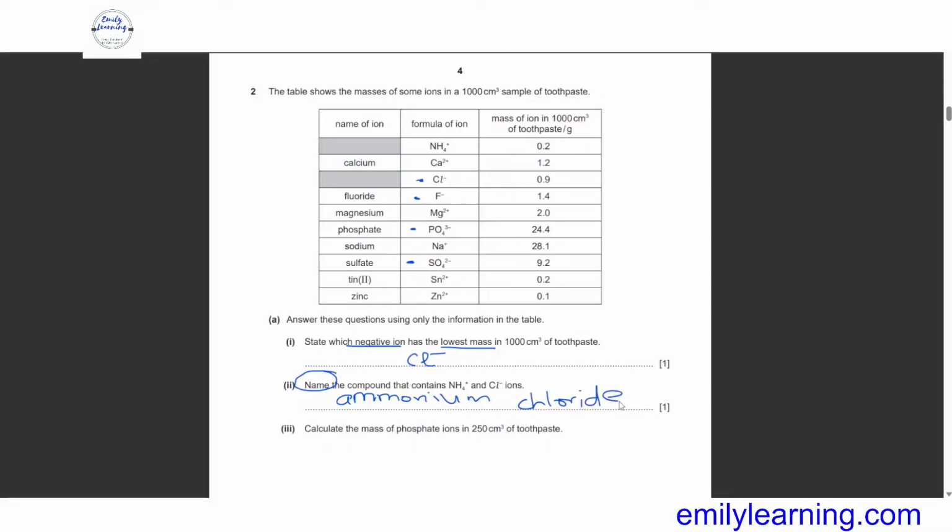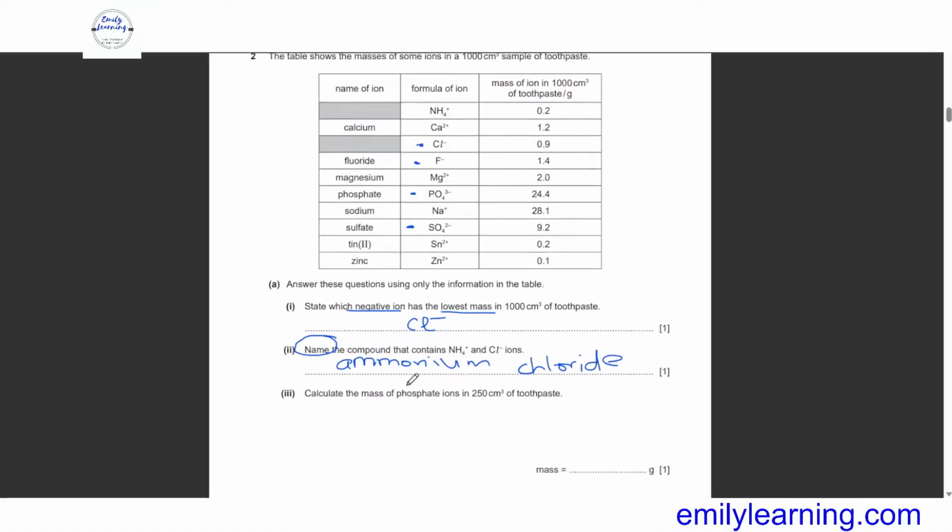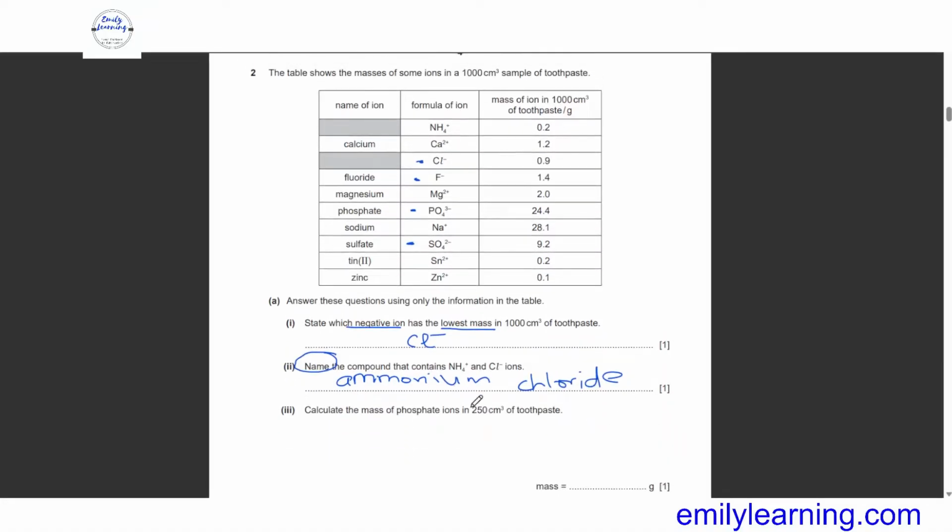So when you name it, it always starts off with the cation, then the anion, so ammonium chloride. Next, calculate the mass of phosphate ions in 250 cm³ of toothpaste. So let's take a look at phosphate.